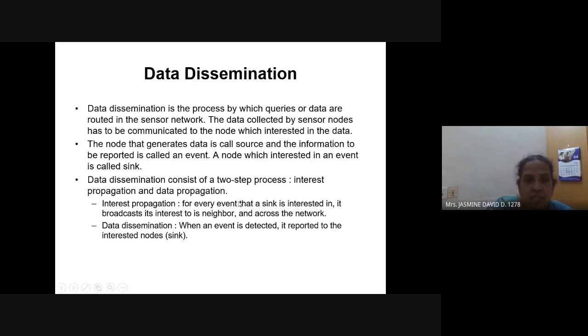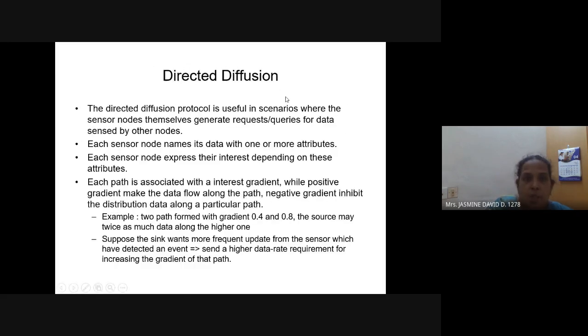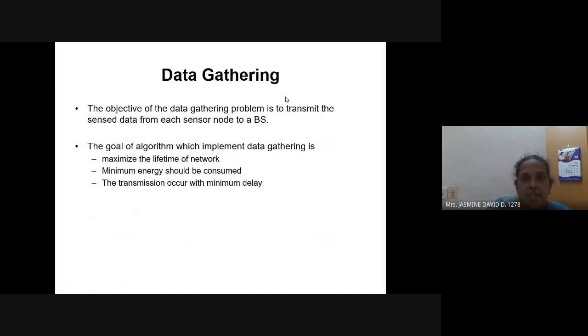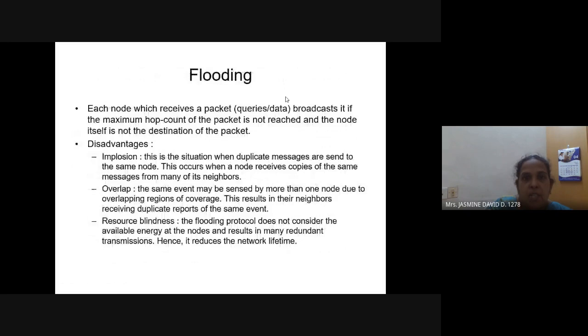So these are the two steps involved in data dissemination. Data dissemination has flooding, gossiping, directed diffusion, data gathering, direct transmission, etc. Flooding is where each node will be flooded with some packets. Each node receives many packets, like queries and data.